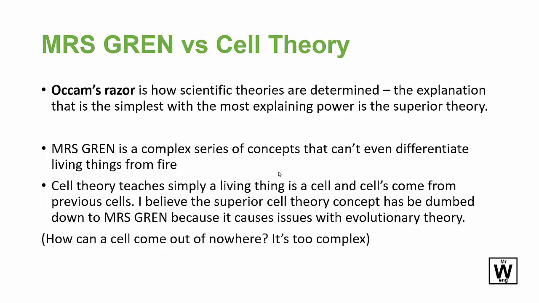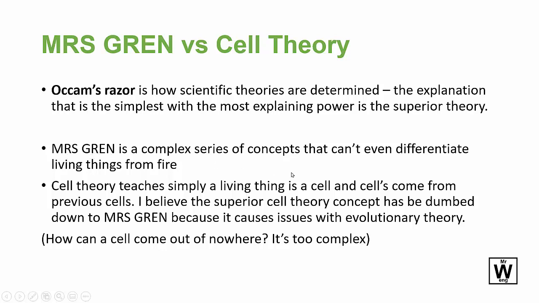Which causes problems with evolution, because where did the first cell come from? You can't just have life come out of nowhere. Okay, and so that is one example of being taught an inferior theory that doesn't make any sense. The cell theory is simple, and it does all the explaining. You don't have to ask whether a virus is living or not. It's not a cell. You don't have to ask whether fire is living or not. It's not a cell. You don't have to analyze all these different concepts such as growth and reproduction, respiration, all that sort of stuff.